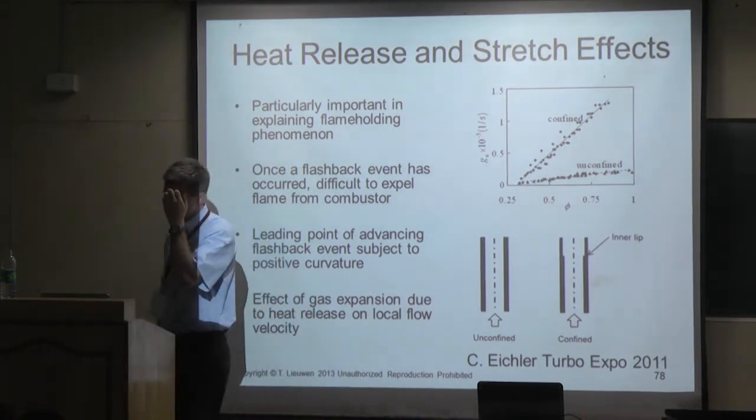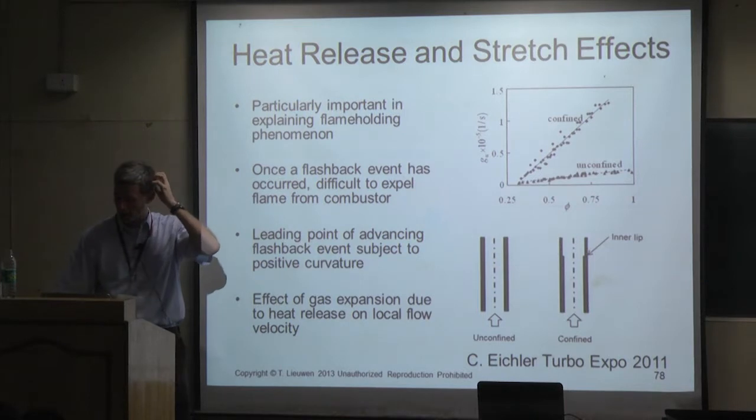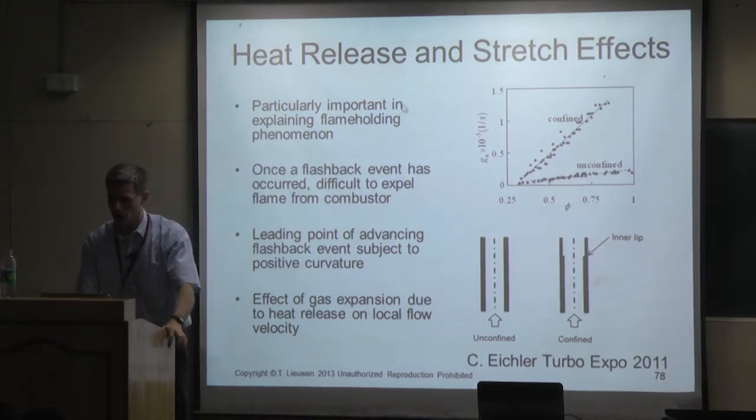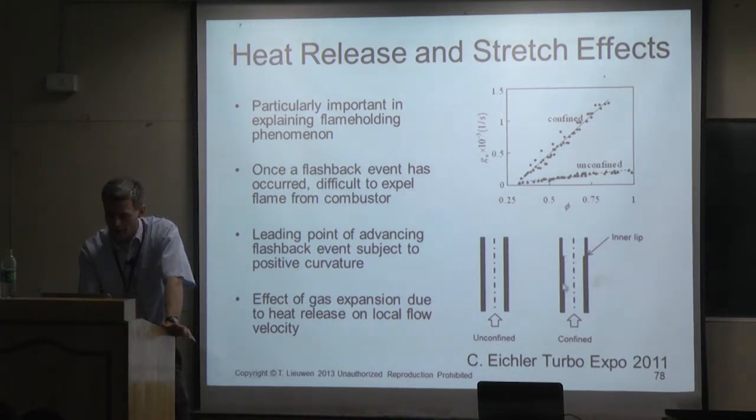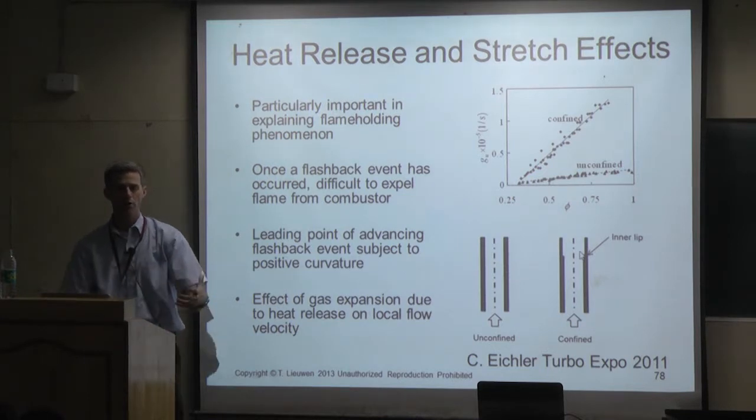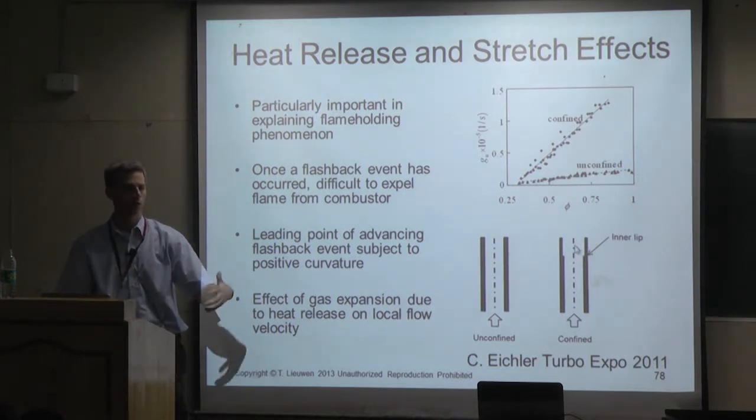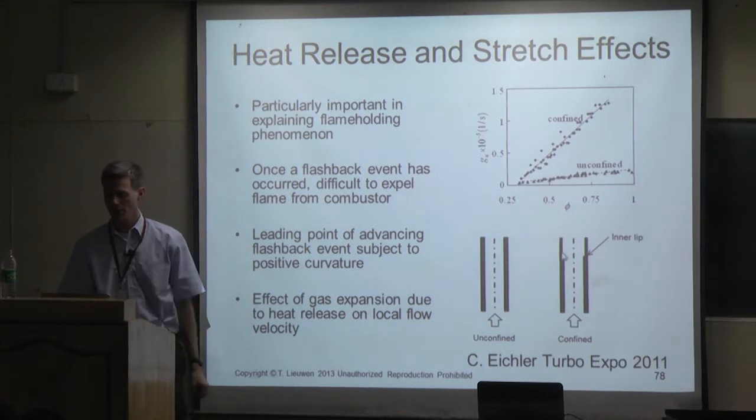I mentioned that there's been this recent set of work by Sattelmayer's group. The way they were able to catch this was they looked at flashback for a confined flow. So they basically did a situation like this. You have a tube with a small lip on it. They stabilize the flame on the lip. Now you don't have that adverse pressure gradient just due to a flow exhausting into an ambient. And that's where they could see this effect in a significant way.